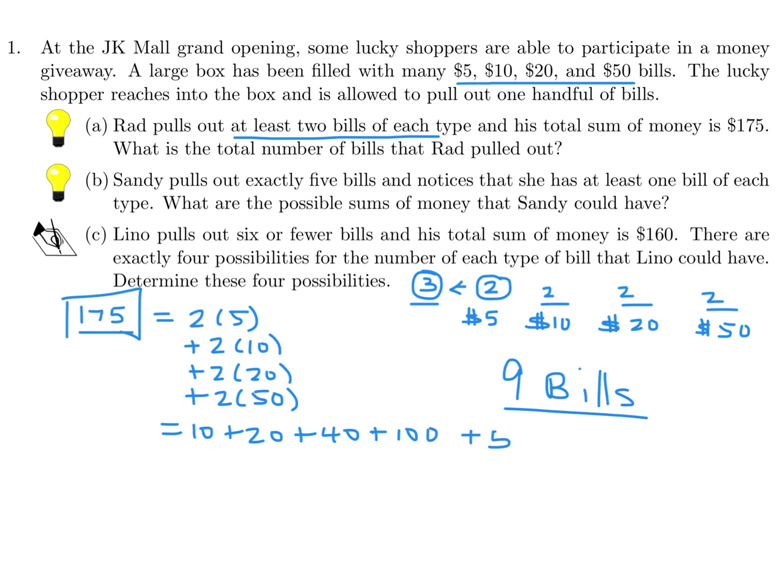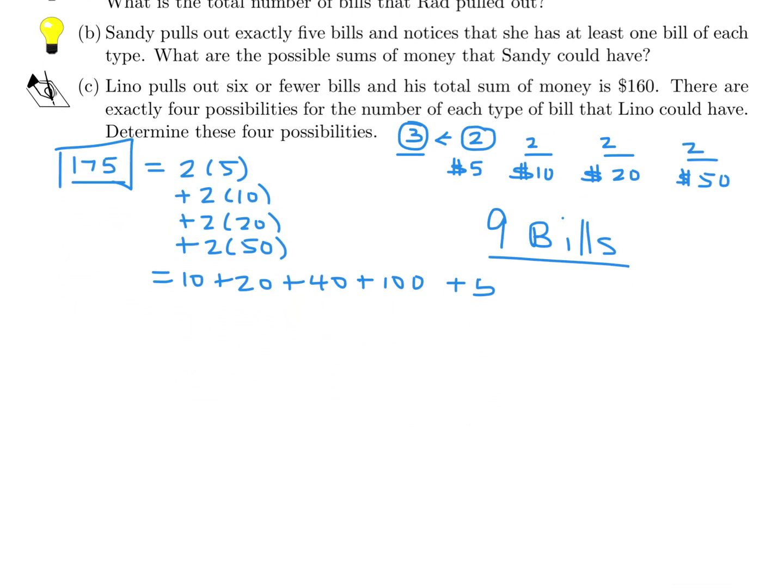Sandy pulls out exactly 5 bills and notices that she has at least 1 bill of each type. What are the possible sums of money that Sandy could have? All right, so this is similar, but the only difference is now we have 5 bills. So let's see what kind of combinations we can come up with. So we have a $5 bill, we have a 10, 20, and a 50. And we know that we have to have at least 1 of each. She has at least 1 bill of each. So then the scenario is that we have 1 more bill. Now the 1 more bill could be a 5, 10, 20, or 50.